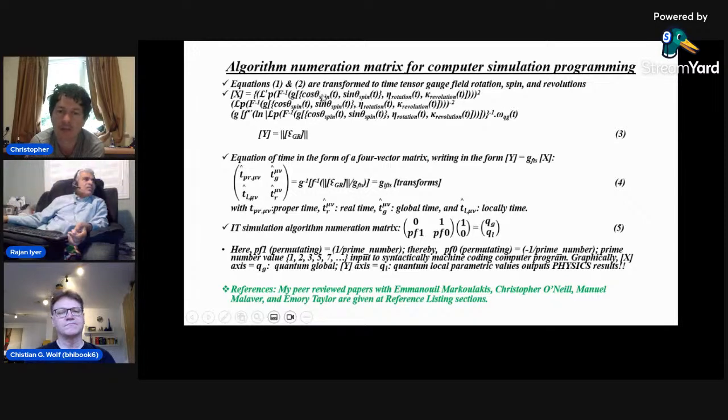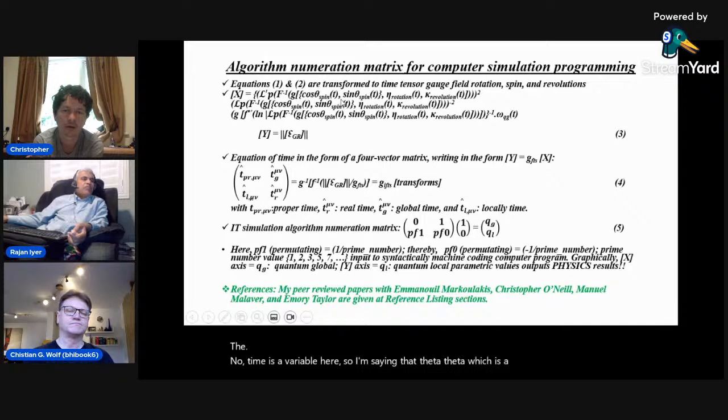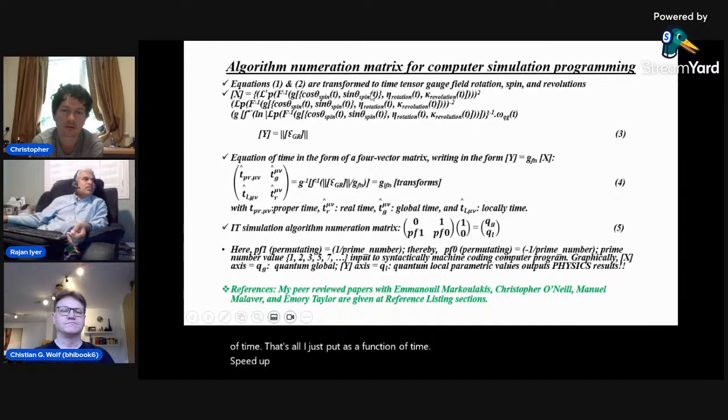So is time just a number, and it counts up 1, 2, and then you do the equation for each value or something? No, time is a variable here. I'm saying the theta, which is the rotate spin, is a function of time. That's all. Oh, okay. So that's what that statement means, spin as a function.